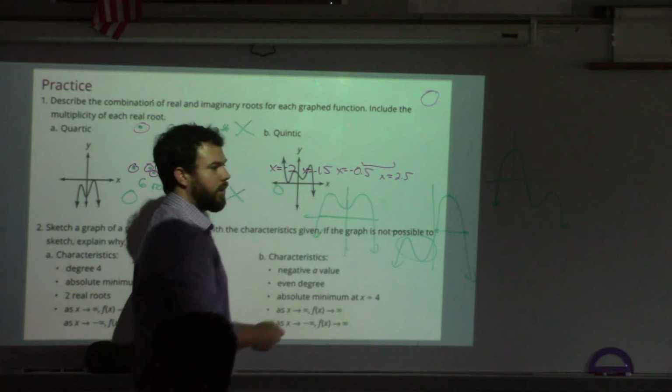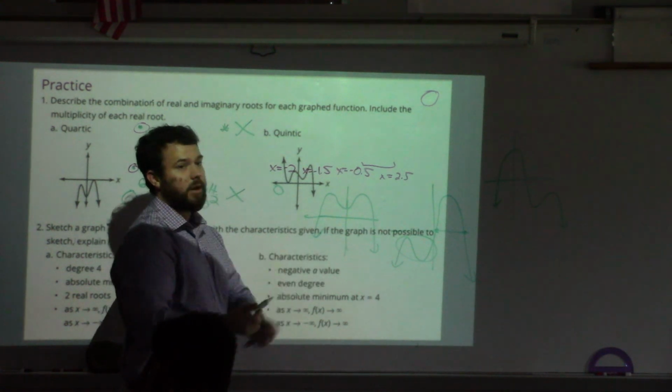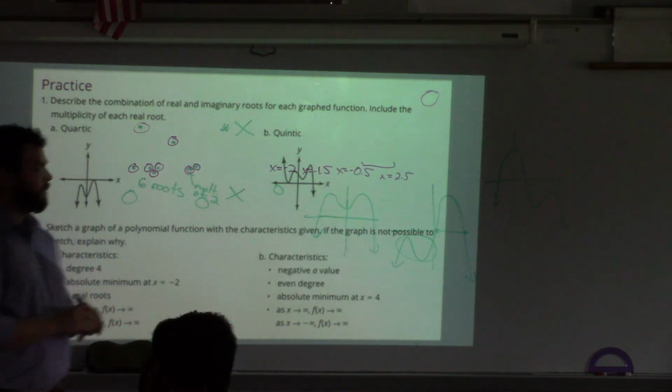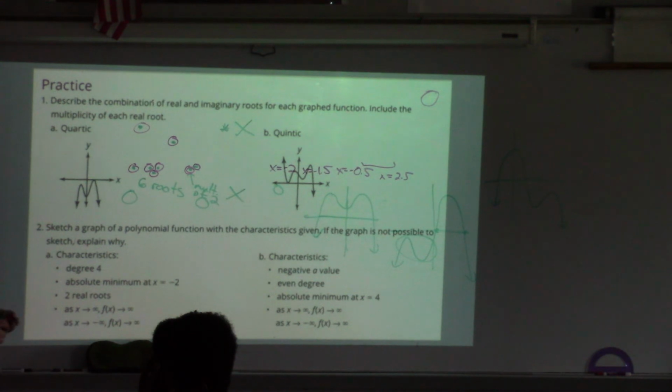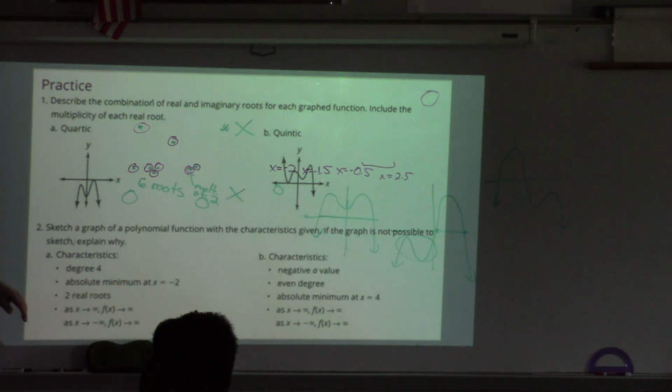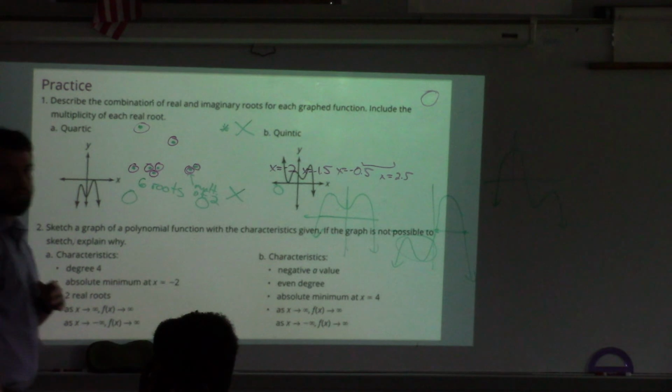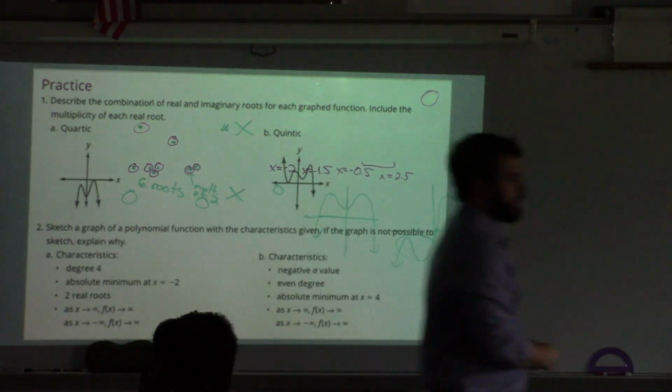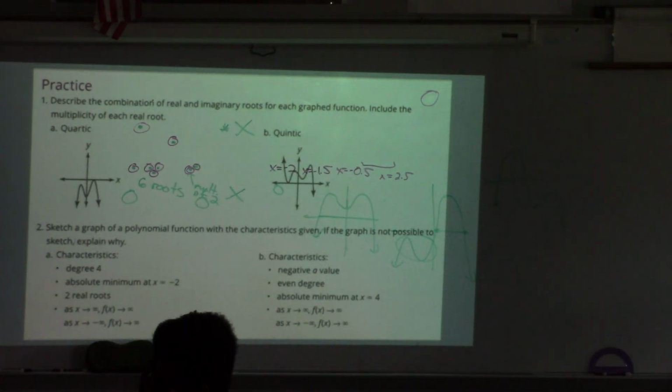2 imaginary, right? And so there's lots of different options. You just have to have 2 real roots and 2 imaginary. You need an absolute minimum of this value, right? You need this end behavior, but again, if it's not possible to sketch, explain why. And you can get graph paper if you want to help you with that.